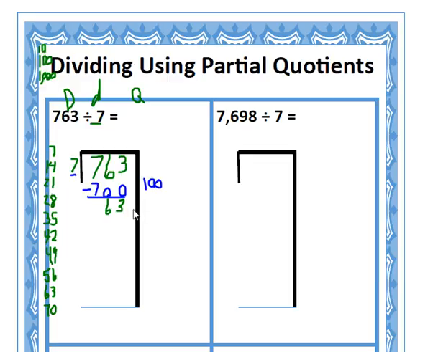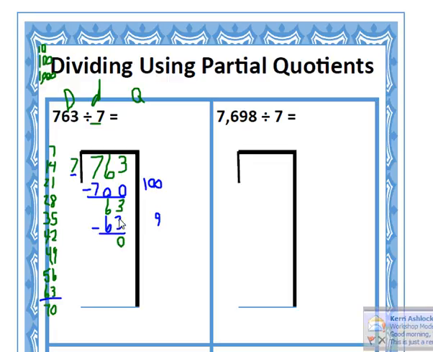Let's see. 7 times what equals 63? Since it's less than 10, now I can look on my chart over here. 1, 2, 3, 4, 5, 6, 7, 8, 9. Oh, 63 is a multiple of 7. So the dividend 763 is divisible by 7 without a remainder. So we're going to just put 7 times 9, since 7 times 9 is 63. And then I'm going to subtract to have a difference of 0.